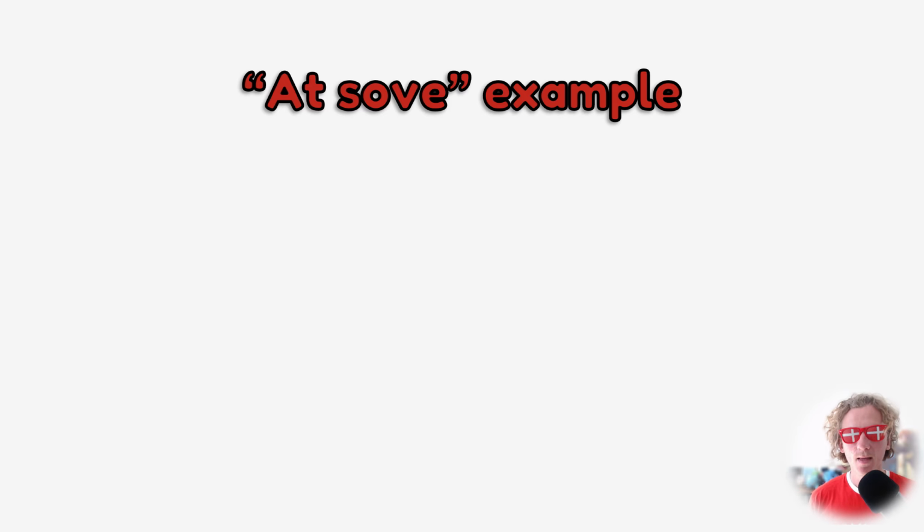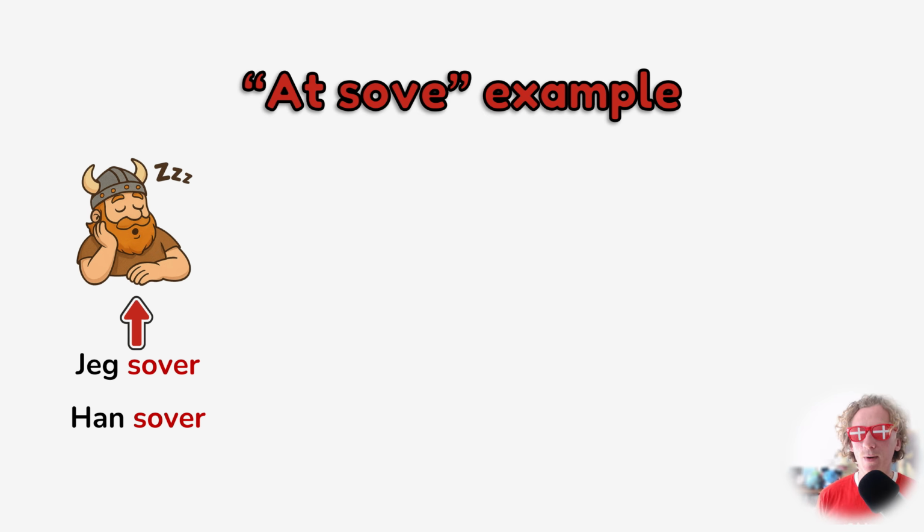Now, how do we put this verb in the different conjugations for the different subject pronouns? It's simpler than you think. It's much simpler than many other languages because, as a matter of fact, it doesn't change according to the pronoun. So let's take a look here at what I mean with this example. Here we have a guy sleeping. It's jeg sover. Han sover. It means I sleep. He sleeps.